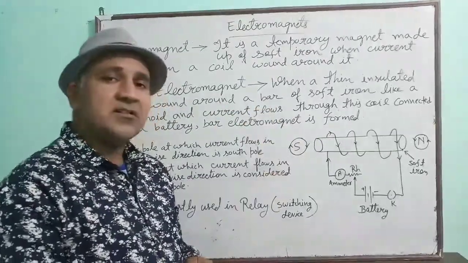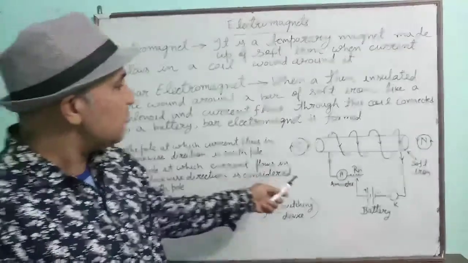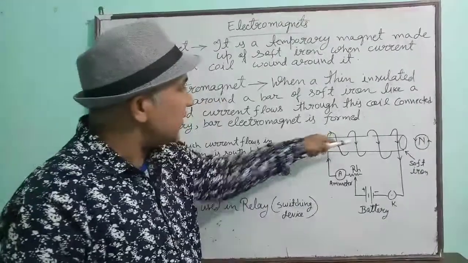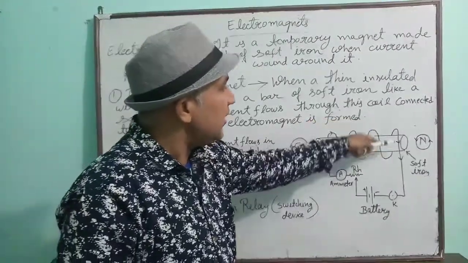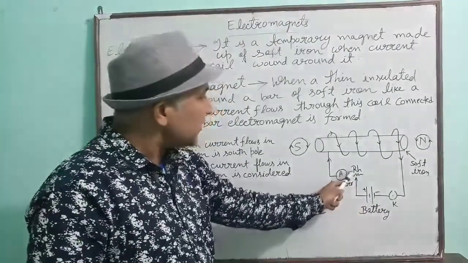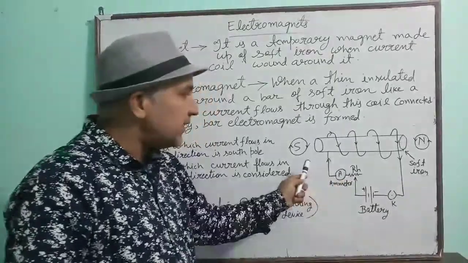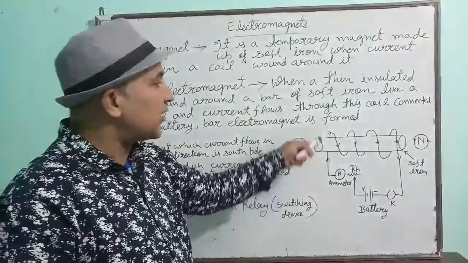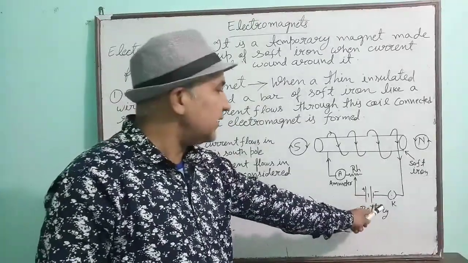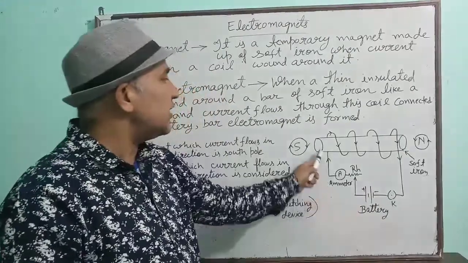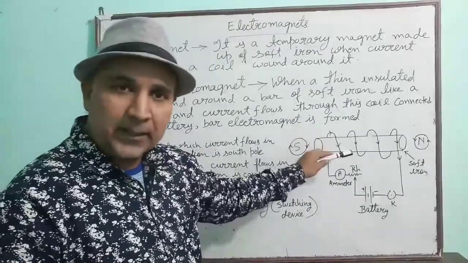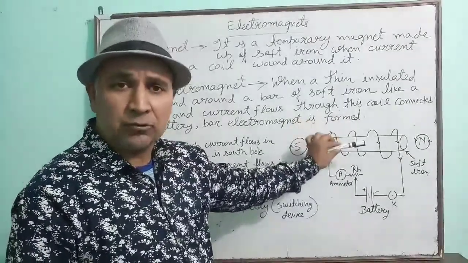Now here are some points which you have to remember. Children, you can see this is the arrangement I have done. This is the soft iron which has been wound with the wire, and both the ends of the wire are connected with the battery. It is attached with the rheostat also, so that we can increase or decrease the amount of current flowing in the wire. When the key or switch is on, the current will start flowing in the wire, and then this soft iron will behave like a magnet, and it will be called the bar electromagnet.